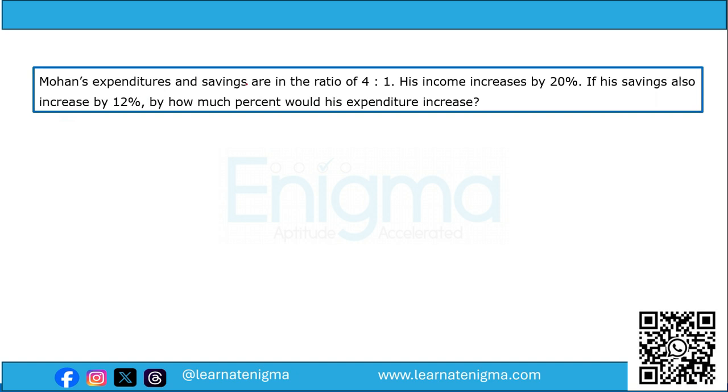Now, Mohan's expenditure and savings are in the ratio 4:1. So, expenditure we can assume to be 4x, and savings we can assume them to be x. Now, these are the original expenses and savings. So, the income is nothing but expenditure plus savings. So, therefore, we can say that the income is 5x.